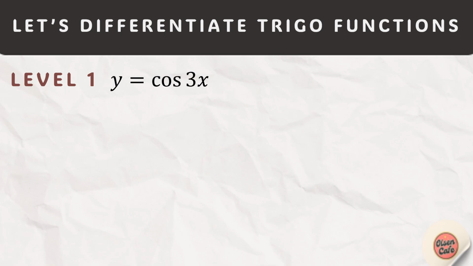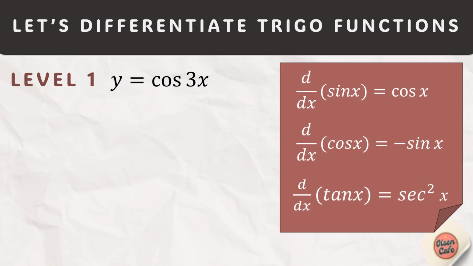Over here we have y equals cosine 3x. Now to do this, make sure all of you have this basic. We need to know that when we differentiate sine, we get cosine. Cosine gives negative sine. And when we differentiate tangent, we get secant squared x. This is something basic that all of us must know very well.